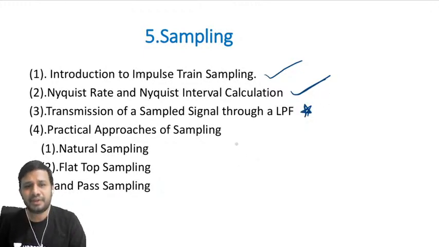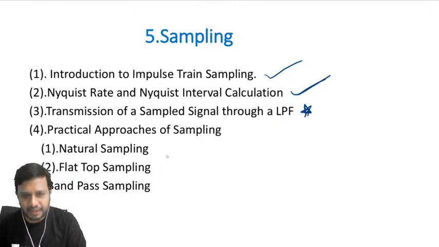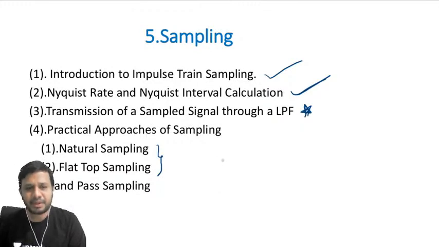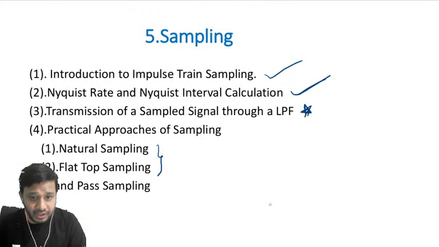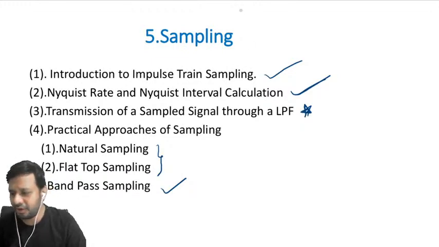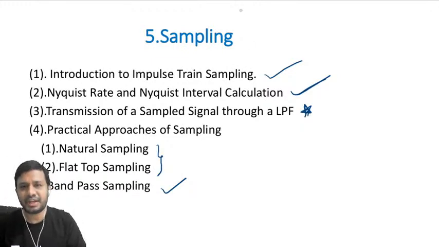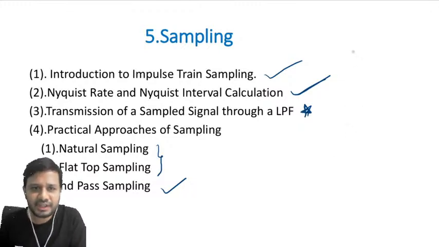And after this we'll see the practical approaches of sampling, like natural sampling and flat top sampling. And in flat top sampling, what is the concept of aperture effect and how to avoid that aperture effect, and all this we are going to discuss. And we are going to have band pass sampling after this. This is about sampling, and this is what I am going to brief you in a nutshell. Anyway, each and every topic is going to be discussed in detail, that you can observe.